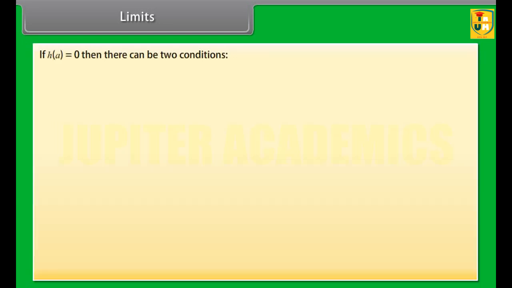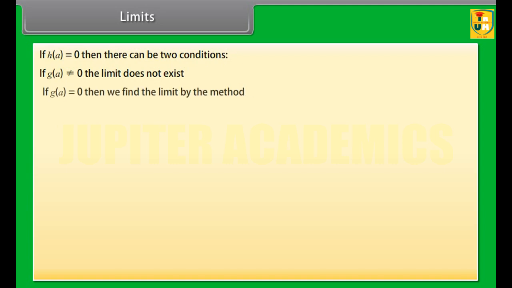If h(a) is equal to 0, then there can be two conditions. If g(a) not equal to 0, the limit does not exist. If g(a) is equal to 0, then we find the limit by the method.